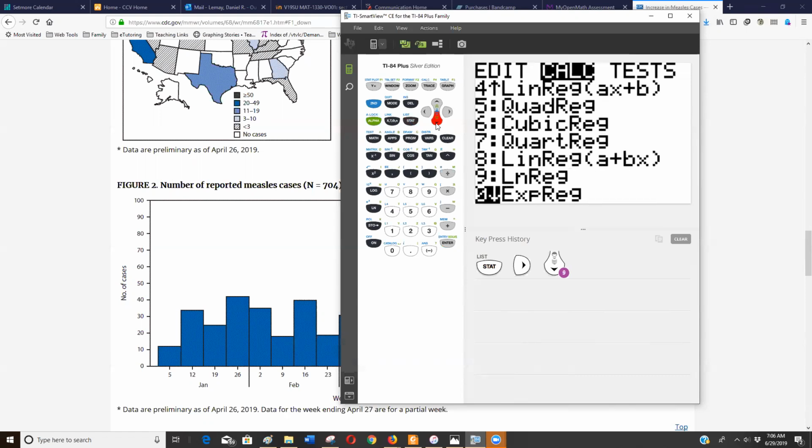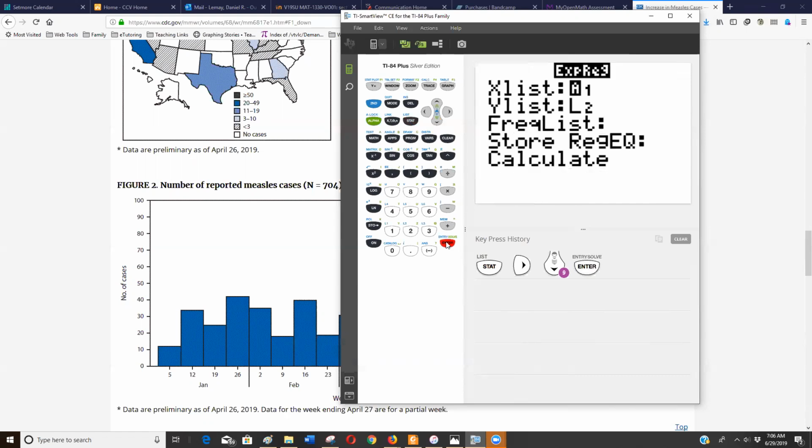If you ever take a more advanced statistics course, you'll find out that this is not the way you want to do it. You want to try to make them linear, but that's not here. We're trying to get you to see what the exponential is. So choice 0 on this calculator does the exponential regression.